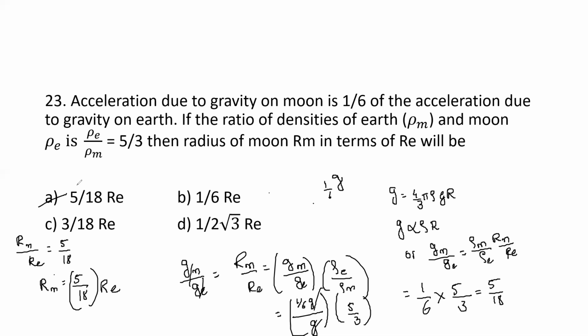So very simple question, but we need to understand the meaning of the question here. That is what? Acceleration due to gravity on moon is given as 1 by 6 of acceleration due to gravity on the earth. Right? If the ratio of densities of earth to moon is 5 by 3, then radius of moon Rm in terms of Re will be. So Rm in terms of Re is given as 5 by 18. It is 5 by 18, right? So this is how we can simplify this.